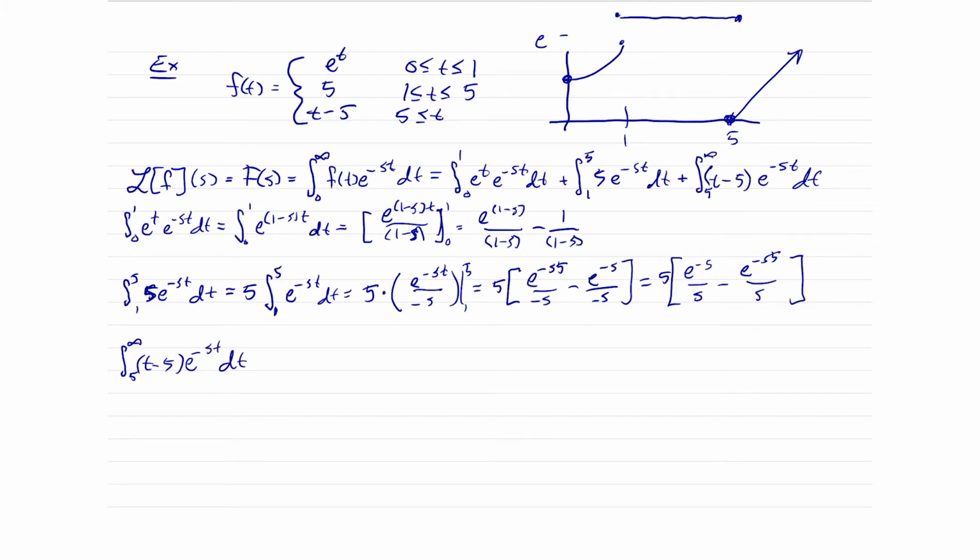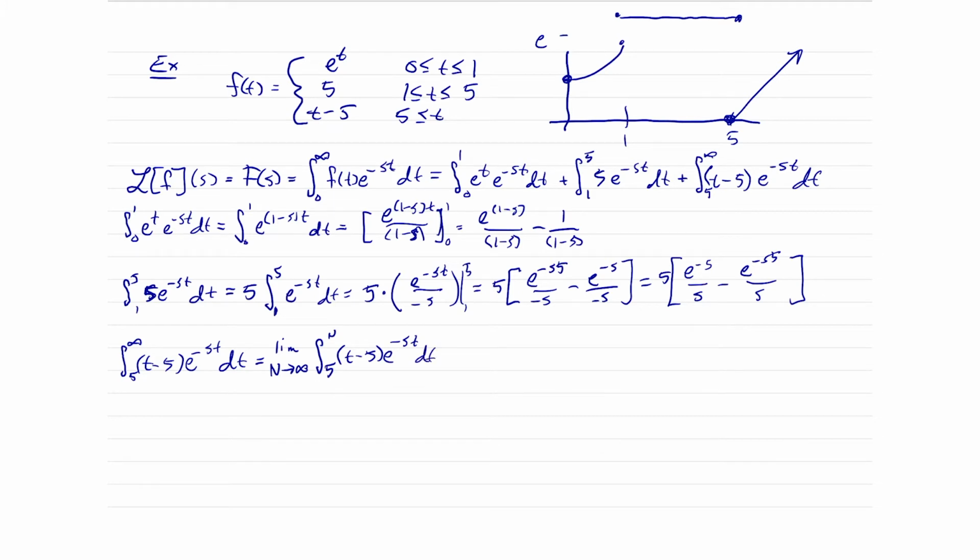All right, and now let's see. First thing, we notice that this is an improper integral, so we need to split it off into its limits. Limit as n goes to infinity of the integral from 0 to n, or sorry, from 5 to n now, of t minus 5 e to the minus st dt.